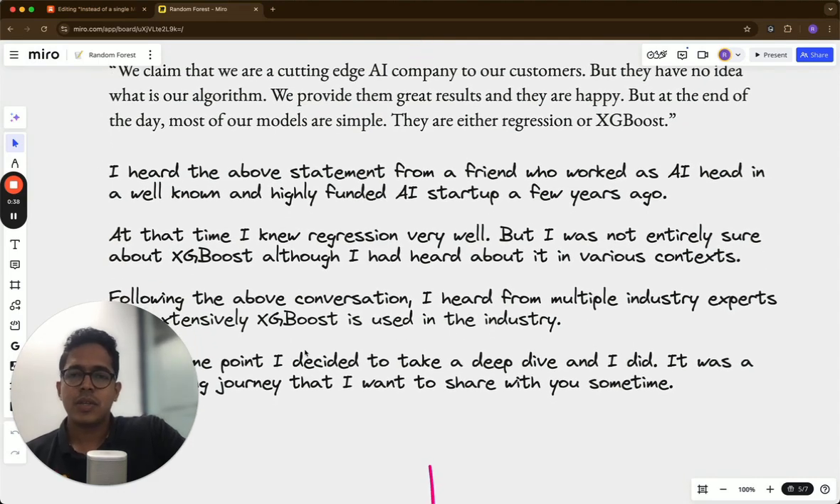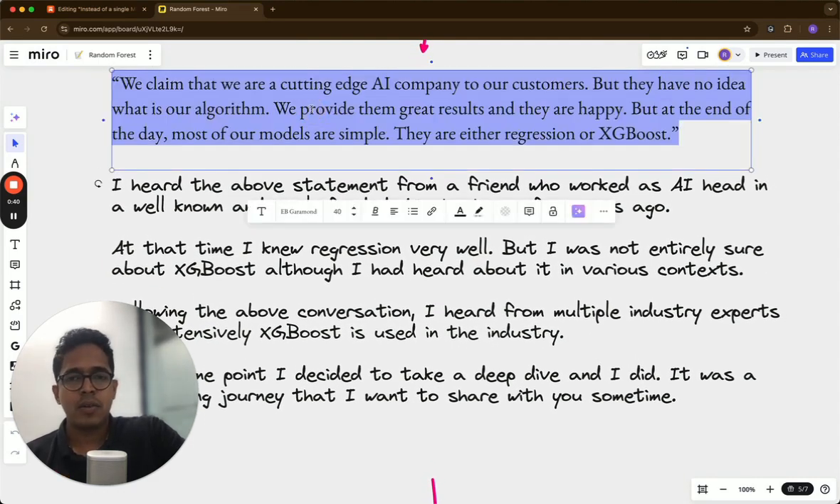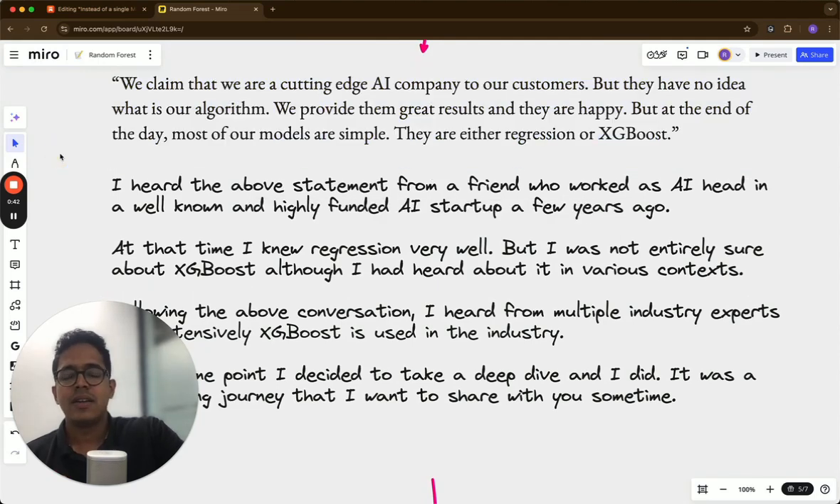So this was a conversation that I had with one of my good friends a few years back. He was working as an AI head in his company. It was a heavily funded startup. And he said that the kind of AI solutions he is providing to his customers, which makes them very happy, are under the hood very simple. Apparently, they are mostly using simple regression model or XGBoost.